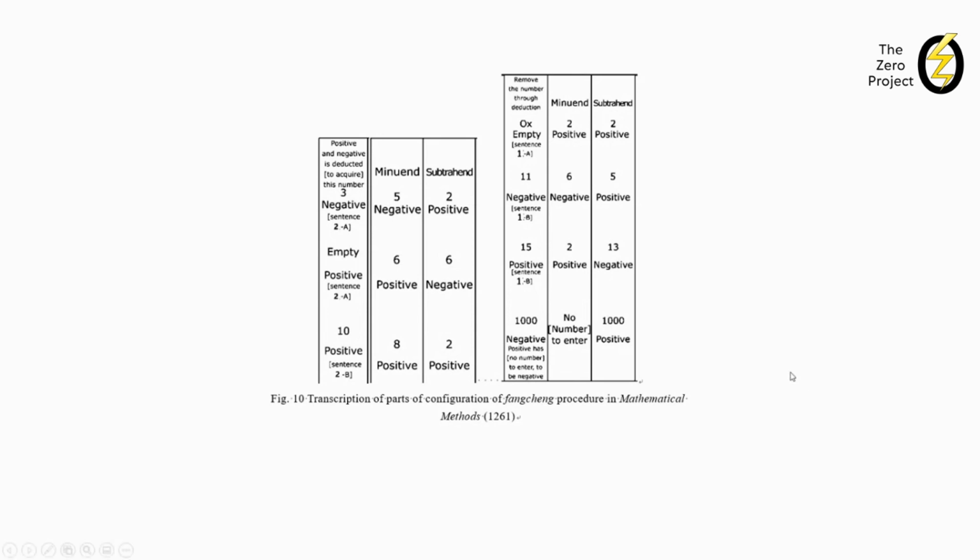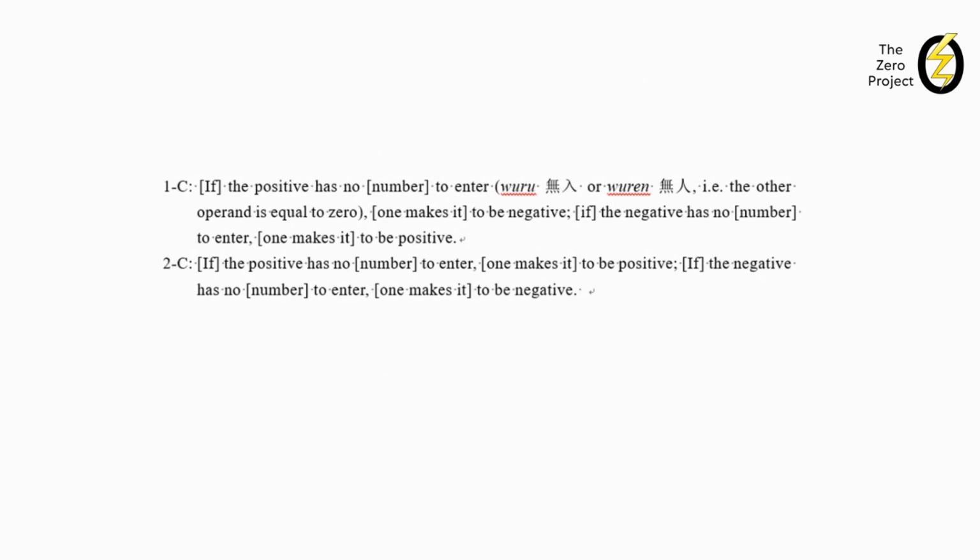So in these cases, sentence 1C or 2C are used, and I give a translation of them as follows. So if the positive has no number, that's our interesting point. If the positive has no number to enter, one makes it to be negative. If the negative has no number to enter, one makes it to be positive.